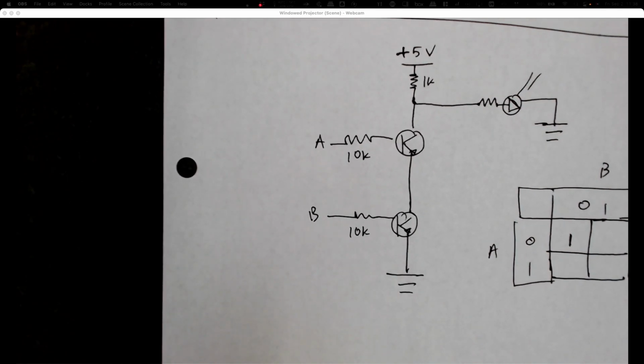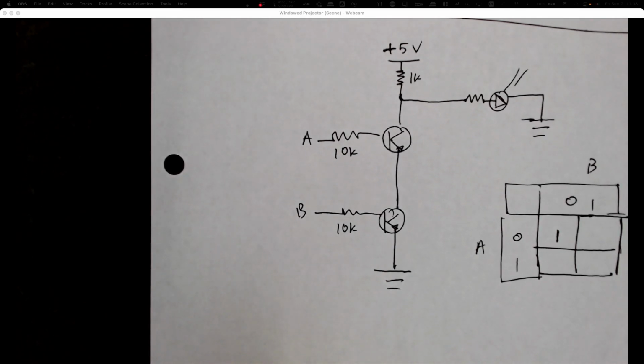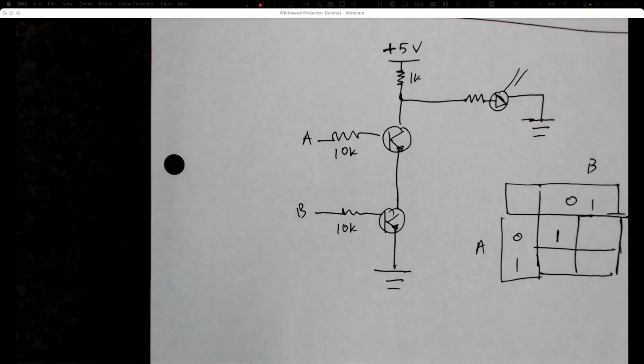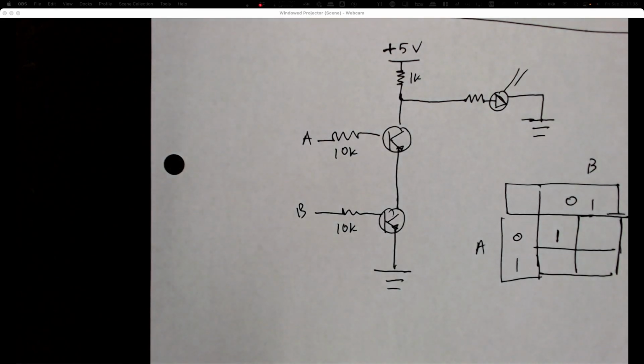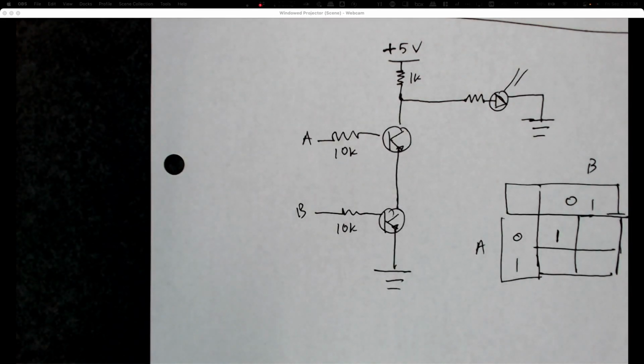All right, take a couple of minutes and talk amongst yourselves: what should the other 3 entries in this table be? So think about it for a second, and then we'll see what you guys get.